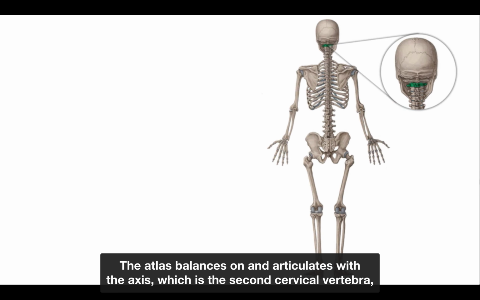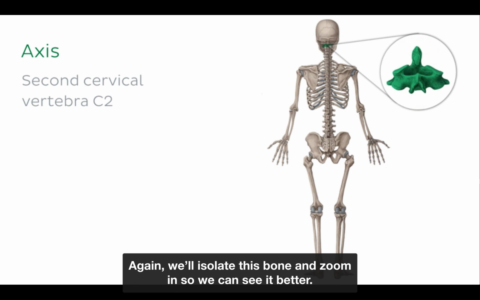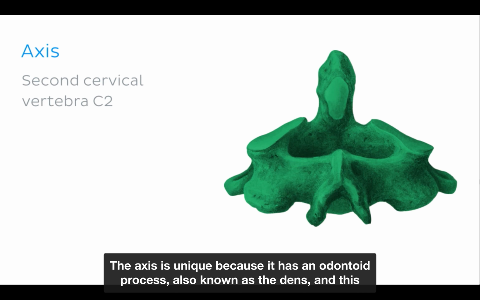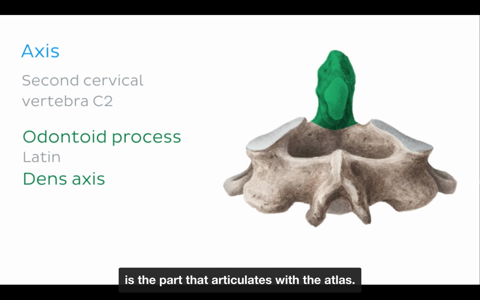The atlas balances on and articulates with the axis, which is the second cervical vertebra, C2. Again, we'll isolate this bone and zoom in so we can see it better. The axis is unique because it has an odontoid process, also known as the dens, and this is the part that articulates with the atlas.